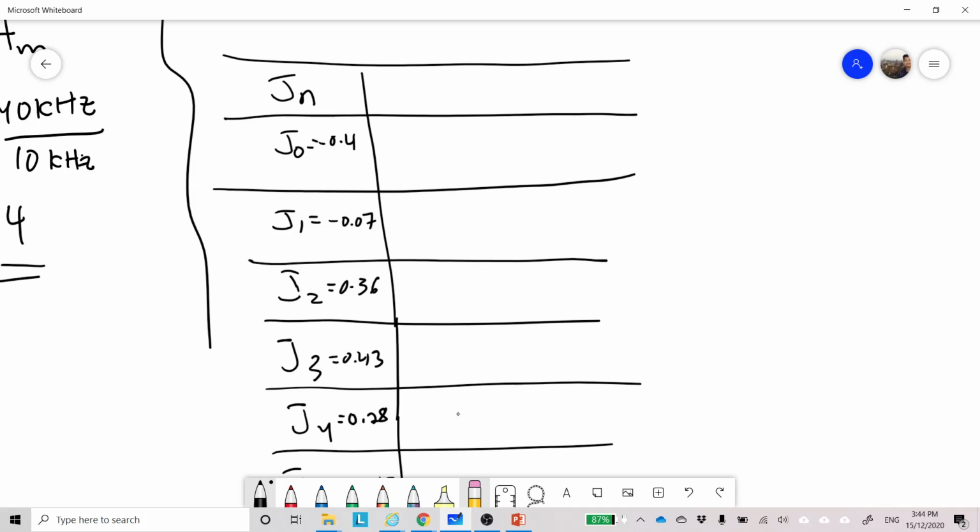Seterusnya apa? Kita boleh buat power. Sebab dia tanya power spectrum. So we can find the Pn. So Pn is equal to this one is, so P0 bersamaan dengan J0 square times PC. Ini you boleh kira berapa PC di sini. PC berapa PC?